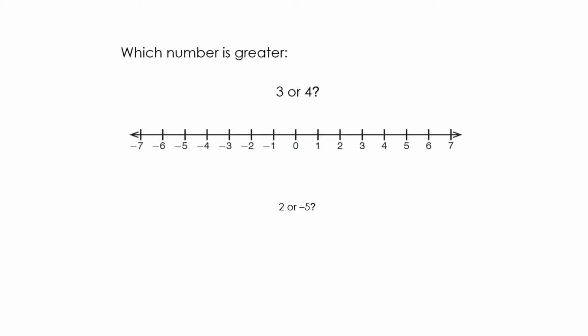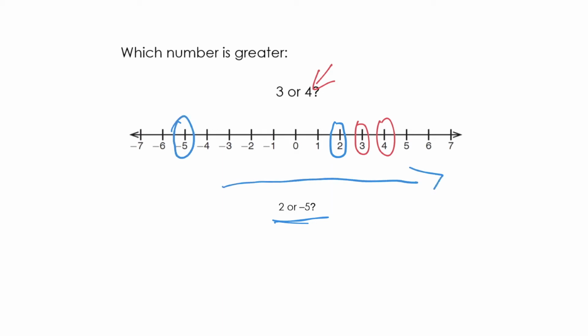Which number is greater, 3 or 4? Obviously we know 4 is greater, but let's have a look here. Which number is greater, 2 or negative 5? So the further to the right a number is, that is the larger number. So in this case, 2 is the furthest to the right. 2 is larger than negative 5.